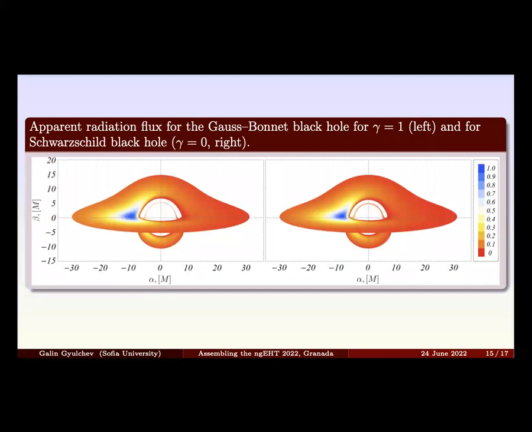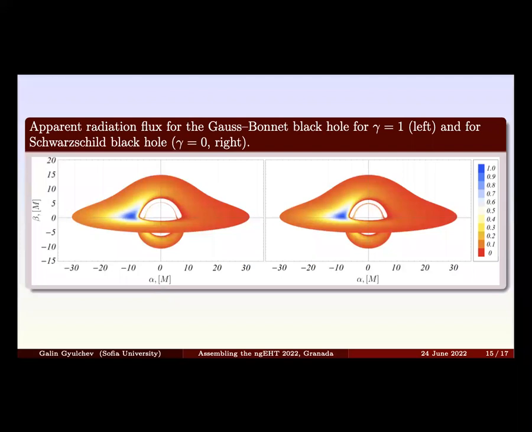And finally, if we study the emission rate, the flux of the energy of the accretion disk, we can see, assuming that the accretion disk is thin and optically thin, we obtain these two.